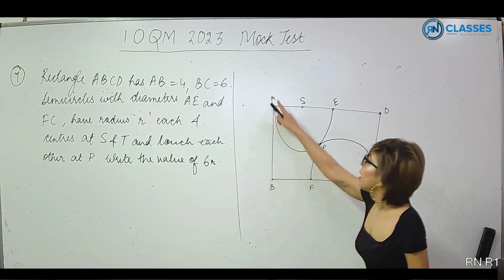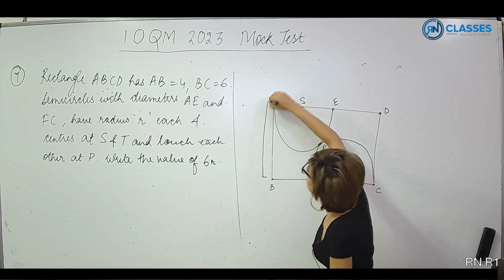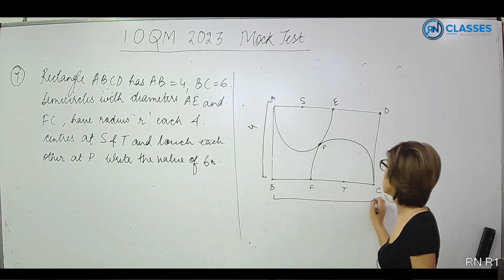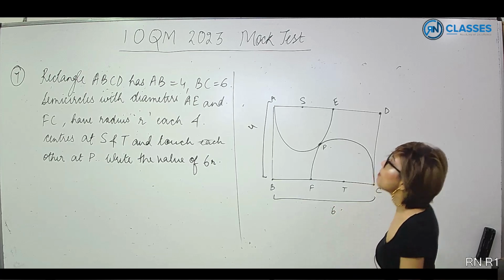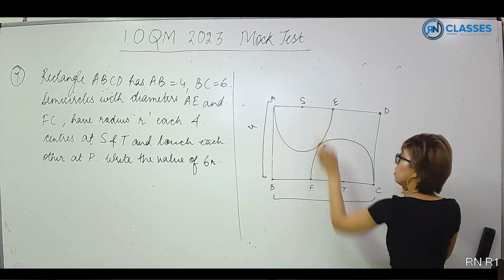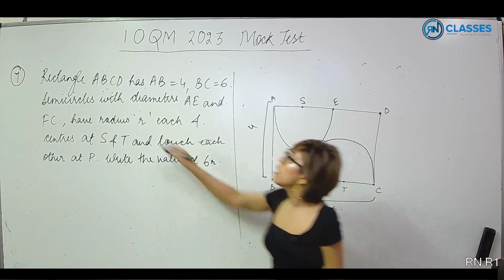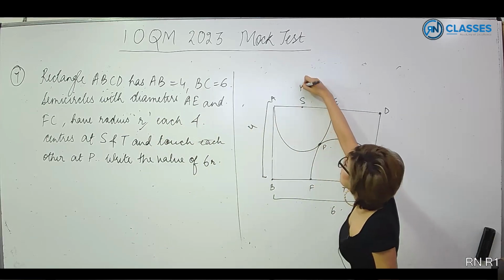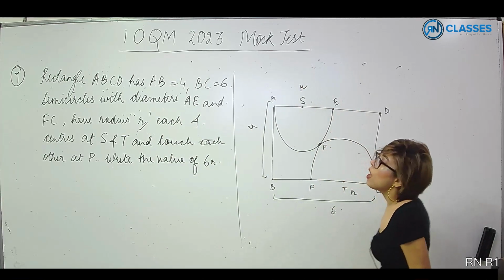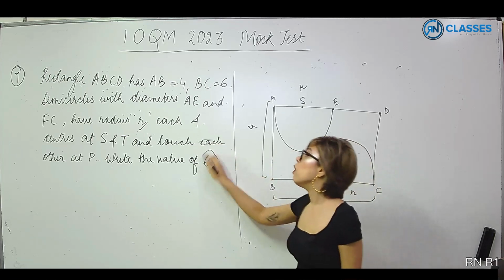Now he says rectangle ABCD has length AB as 4 and length BC as 6. Now he says semicircle with diameter AE and FC. So semicircle 1, semicircle 2. Obviously centers are S and C. Each has radius R. Radius R, radius R. Now he says they touch each other at P, already marked. Write the value of 6R.